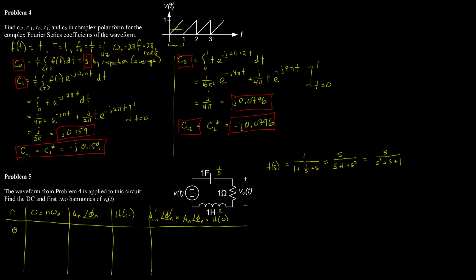So we'll start off with n equals 0. Omega is 0. I mean, it's 0 times omega naught. Remember, omega naught we found up here as 2 pi. Our a sub 0 is always equal to c sub 0, and we found that already. That's equal to 1/2 in the top part. Our h of omega, here's our omega 0, so we're going to evaluate this at 0, and that gives us 0 over 1, which is 0. And that means that our output phasor, v sub 0, is going to be equal to the product of these two pieces, 1/2 times 0, which is 0.